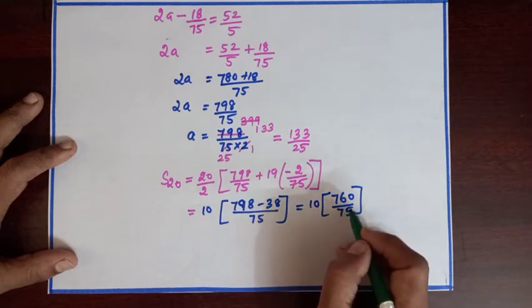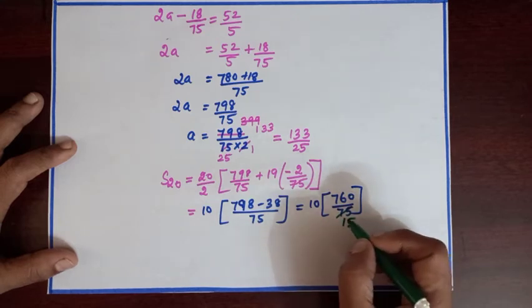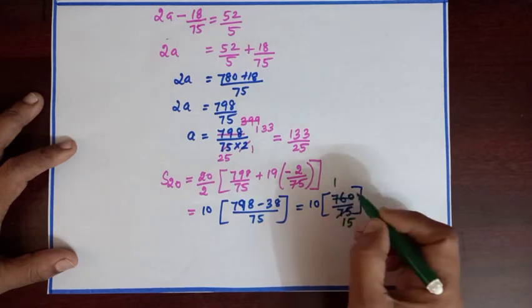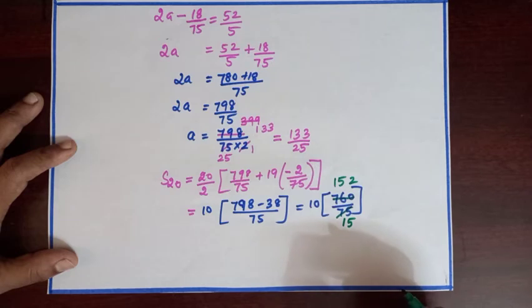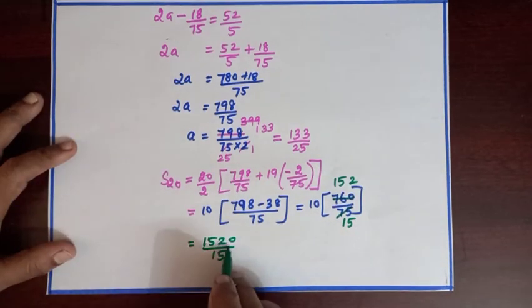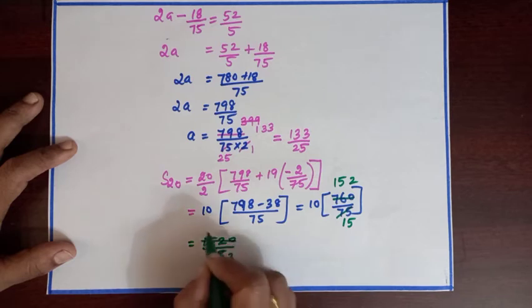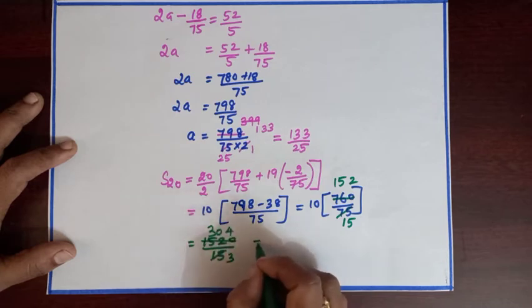I am going to cancel this one with the 5 table. Then I will get 1 times, that is 15 into 5 is 75. Here 1 times 5 is 2, 152, which is equal to 1520 by 15. Again I am cancelling with 5. 3 times here 304. So which is equal to 304 by 3.